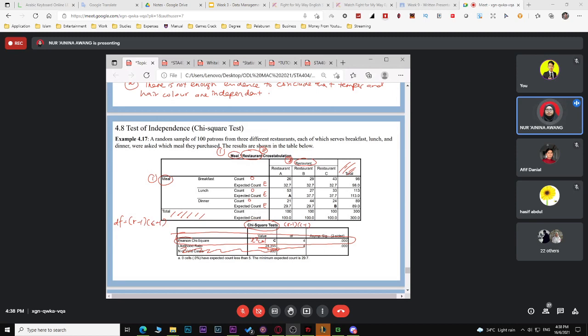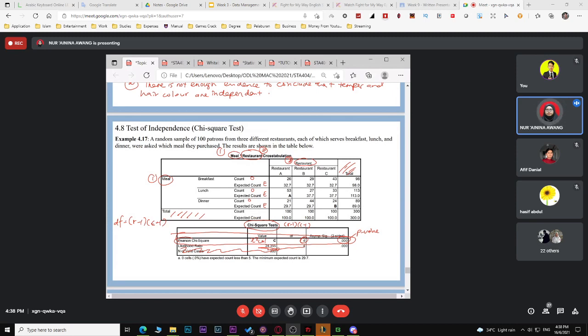In this example, if the question asks you to show that the degree of freedom is 4, then 3 minus 1 is 2, and 3 minus 1 is 2. So 2 times 2 is 4, and you can show the degree of freedom. The last one is asymptotic significance, two-sided. This is the value for your p-value. The last column is your p-value. Your p-value does not need to be multiplied or divided by 2. Just take the value.